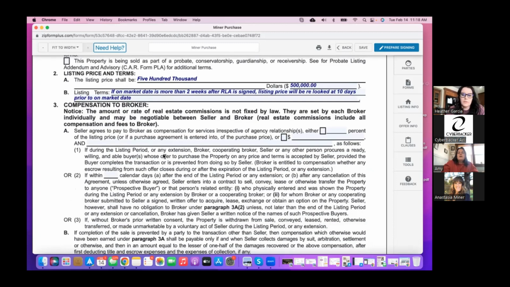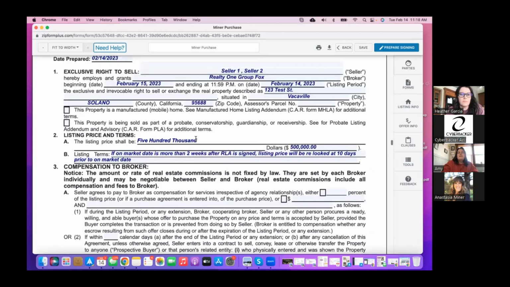Compensation to brokers. Okay, so here's the thing. This isn't valid without a start date and an end date. It's also not valid without a listing price. So if you're like, we're not going on the market for 3 months, we don't want to decide on a listing price, sorry, you actually have to. You have to fill something in here for this to be an accurate listing agreement. So look at what the current market looks like and use a conservative number to fill in there. And you can let them know, hey, we're just using a conservative number here.